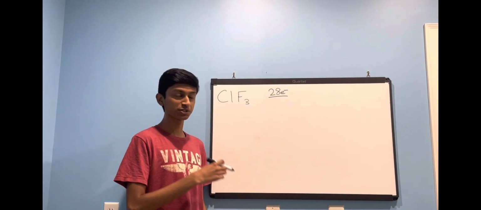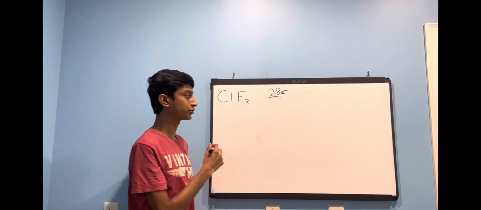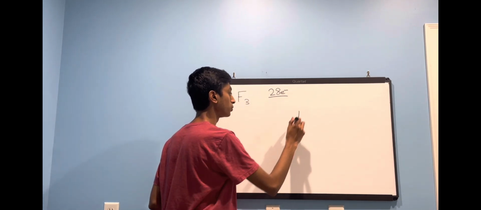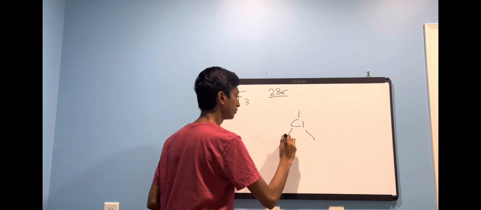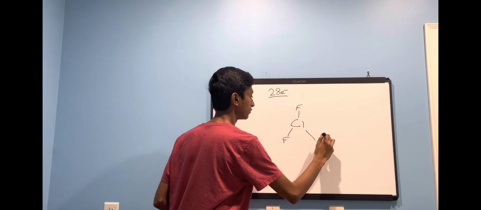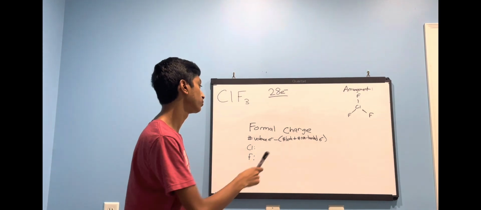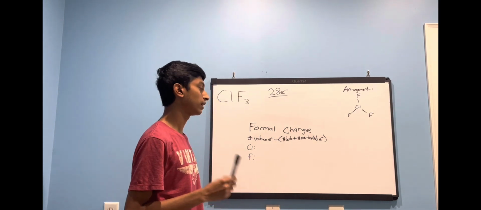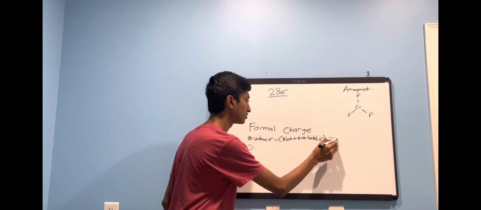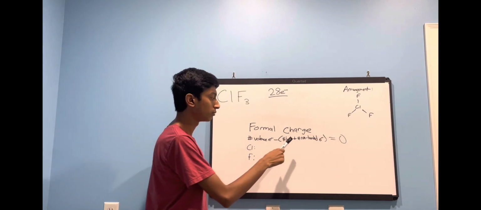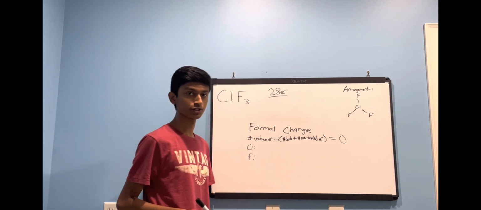Now we're going to find the arrangement of atoms. Chlorine here is the central atom, so chlorine will be in the middle, and it has 3 fluorines: 1, 2, 3, fluorine, fluorine, and fluorine. Now we're going to draw the Lewis dot structure. But before we do that, we need to know the formal charge, and ideally we want the formal charge to be equal to 0. To solve for that, it's number of valence electrons minus number of bonds minus non-bonded electrons.